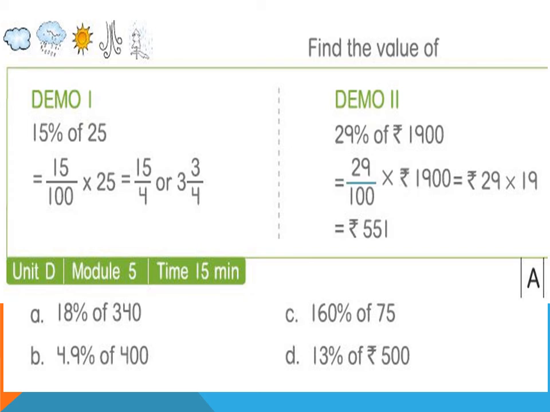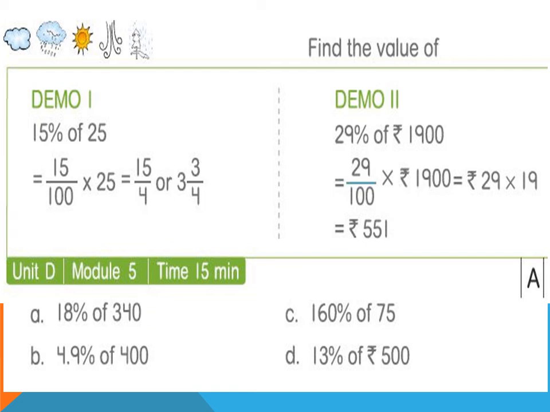So 15 into 1/100 is 15/100. Of will be converted into the multiplication sign. So it will become 15/100 into 25. So 25 cancels out 100 and 4 remains. So it will be 15/4. Now converting this fraction into a mixed fraction, we will get 3 3/4. In the same way, look at demo number 2.